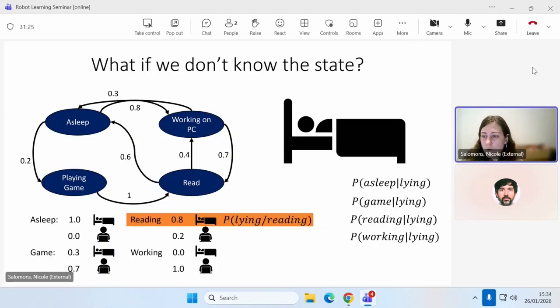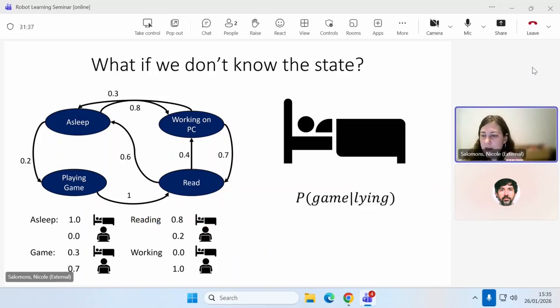Yes, so if I want, let's say, the probability of them being asleep while we observe that they're lying down, or the probability that they're reading while they're lying down, we can use Bayes' rule to solve this problem. So the probability of them playing a game while they're lying down is the probability of them lying down while playing a game times the probability of playing a game, divided by the total probability of lying down. So this is a simple way that we can invert the problem and know what is the most likely thing that they're currently doing, and then allow the robot to make decisions.